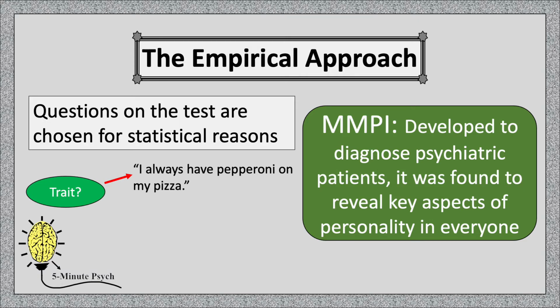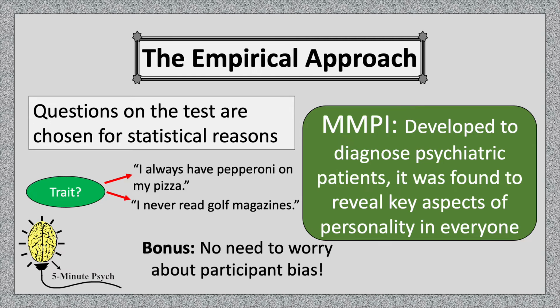So the questions don't seem relevant to the trait at all, and they could even seem random. Things like, I always have pepperoni on my pizza, or I never read golf magazines. But then it became apparent that the test is also useful for revealing key aspects of personality in everyone, not just psychiatric patients, and it became more widely used. At least you wouldn't have to worry about participant bias, since it isn't obvious what's being measured.